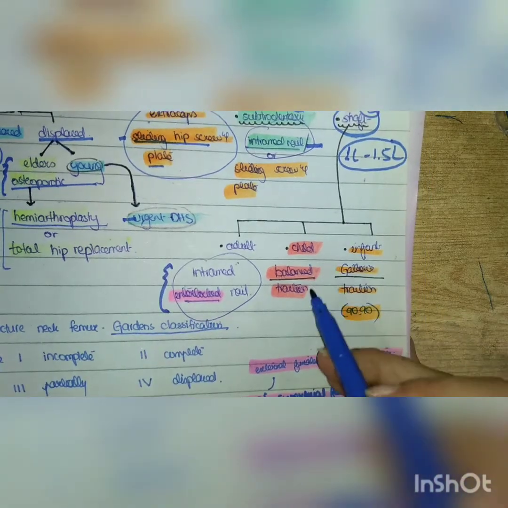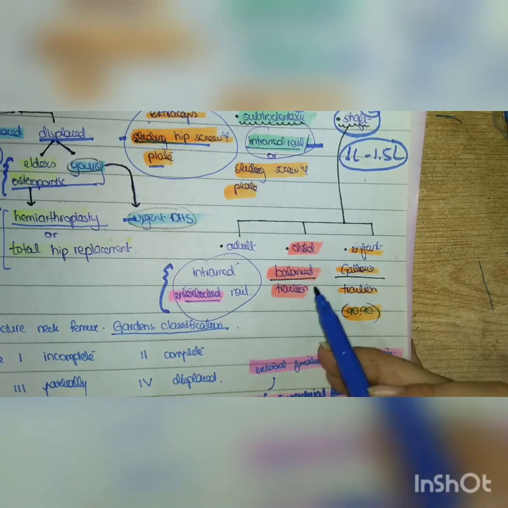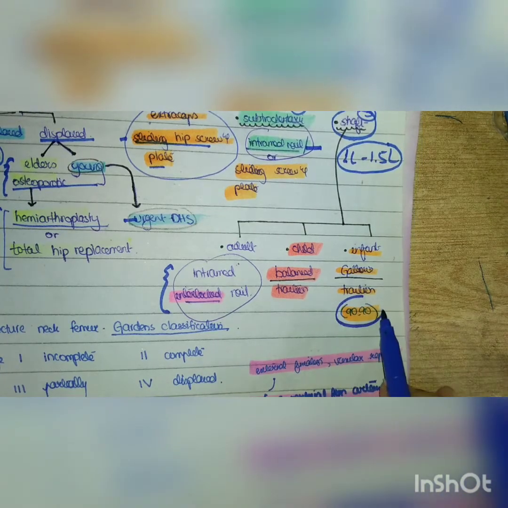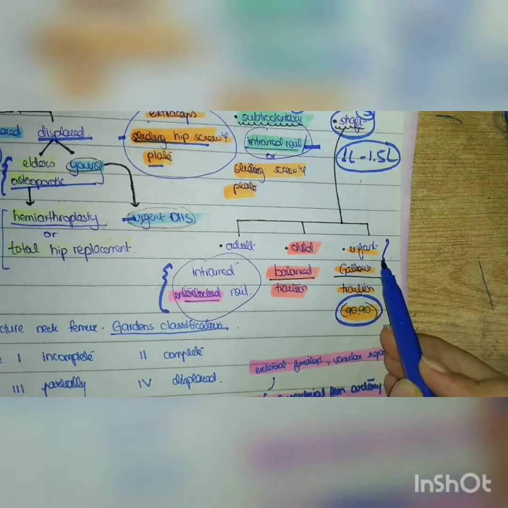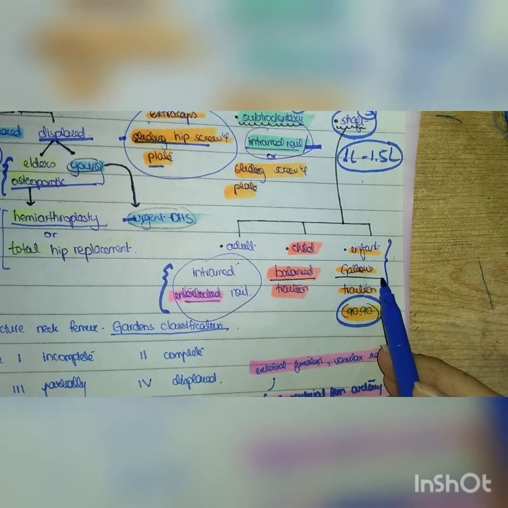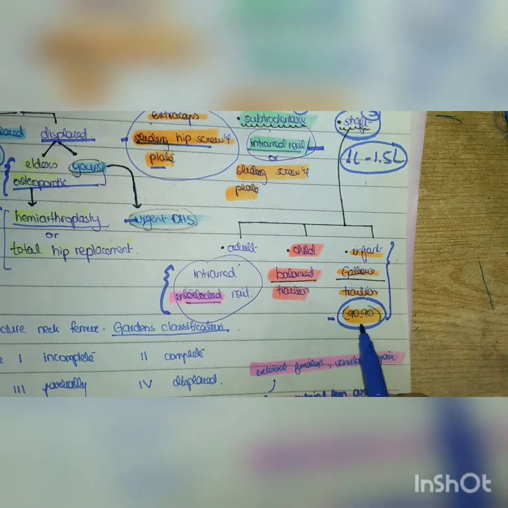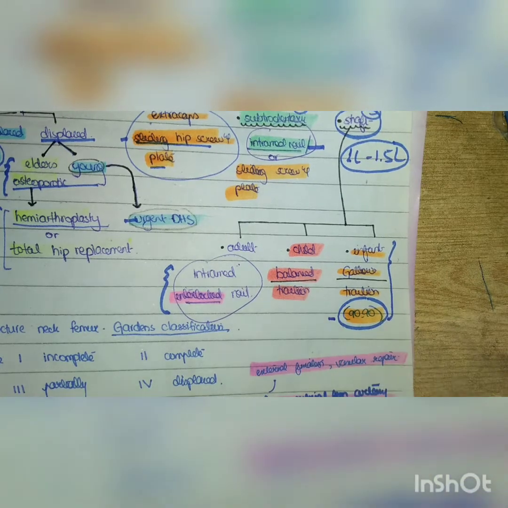Now in a child, we use balance traction. Okay, and in an infant, we use a gallows traction, which is also known as a 90-90 traction. These things are not mentioned in Dogar. This 90-90 traction is not mentioned, others are mentioned.